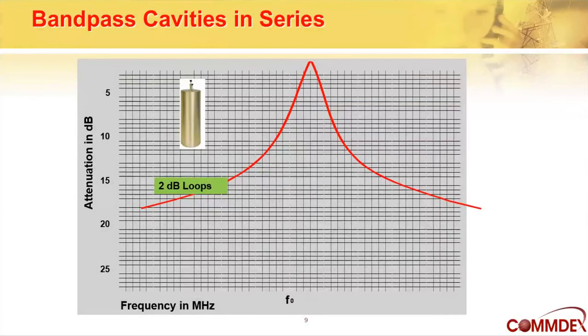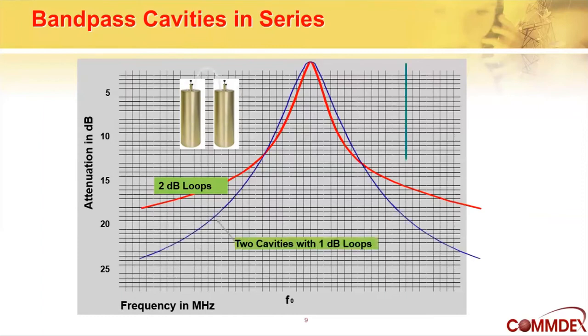This drawing or series of drawings will show us what happens if we take two bandpass cavities and put them in series. So this red curve shows a single cavity that has 2 dB coupling loops. In other words, there's 2 dB attenuation with this one cavity. So what would happen if, since they're a series device, we took two of these and put them in series? Well, then we get the blue curve.